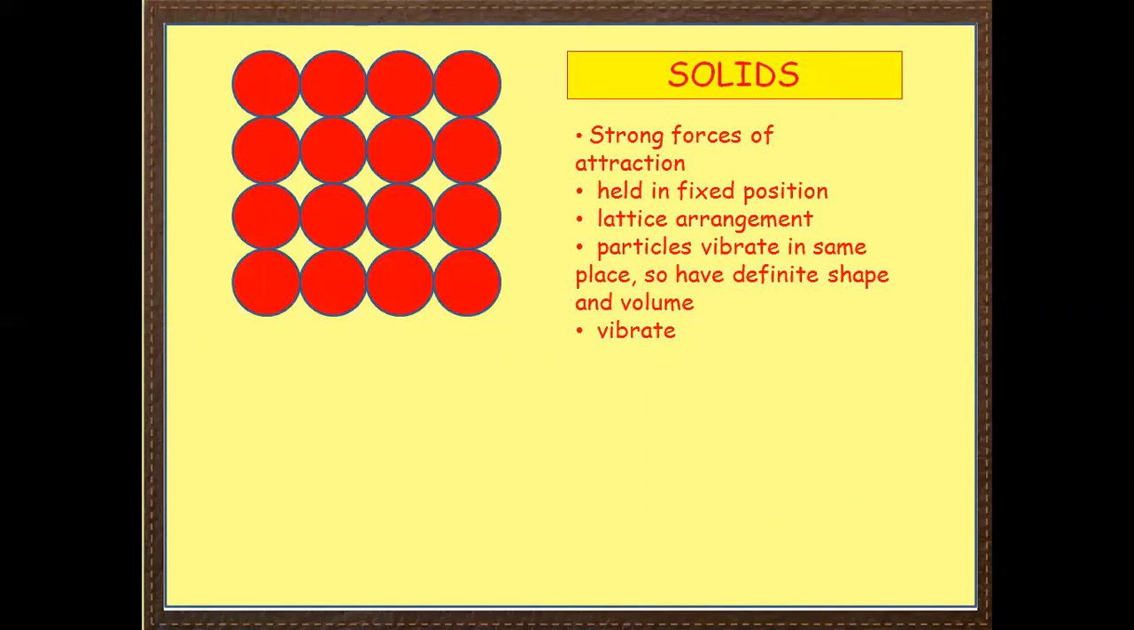Now solids. Look at the molecules of solids. The forces of attraction between the molecules are strong. So they have strong forces of attraction. They are held in a fixed position, in a regular arrangement, and the particles vibrate in the same place. So that's why they have definite shape and definite volume.